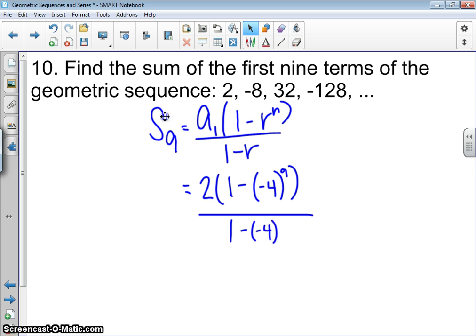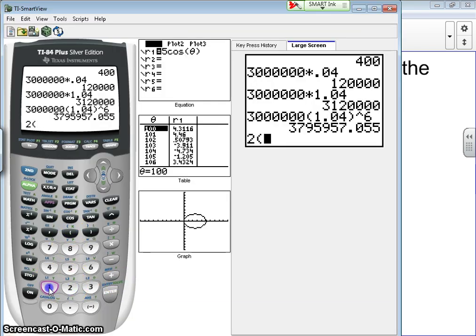It's all going to be over 1 minus a negative 4. When I plug this in, I like to plug it in the top and then the bottom separately, just because it makes it easier. If you're going to plug it all in at one time, then you need to make sure that you put parentheses around that entire bottom section and around this entire top section. If not, it won't work out right. To avoid that mistake, I just plug in the top, the bottom, and then do my division. So I'm going to do 2 times 1 minus a negative 4 raised to the 9th, close my parentheses. Well, let's not go ahead of myself there.